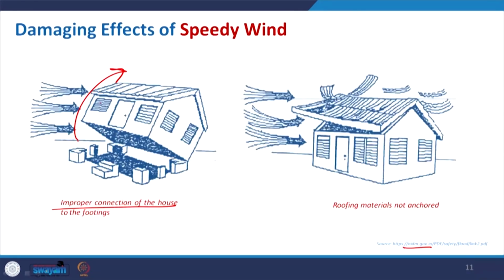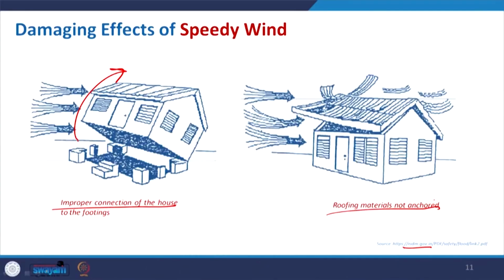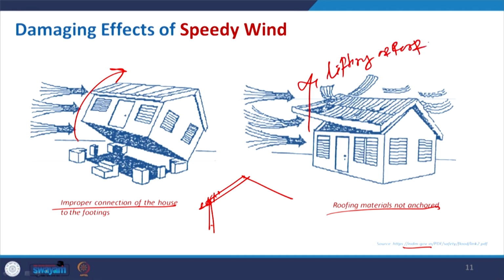Coming to the second category, where foundation is not the problem, but roofing materials are not anchored properly to the building. Normally, for this kind of pitch roof building, we have a series of rafters, and then on top of it we anchor it. Now, if this anchoring is not properly done, then this kind of upliftment, lifting of roof, may occur.